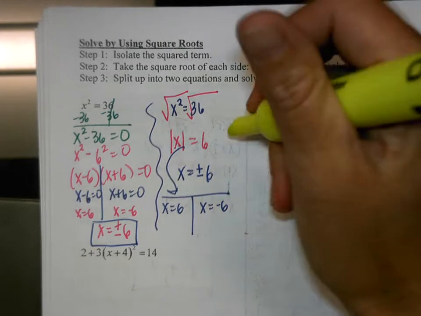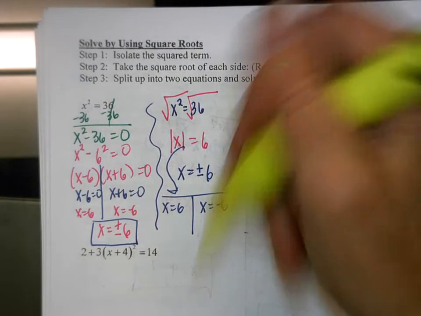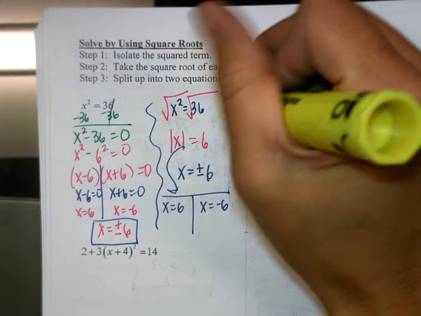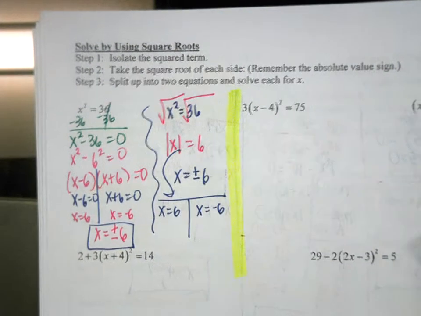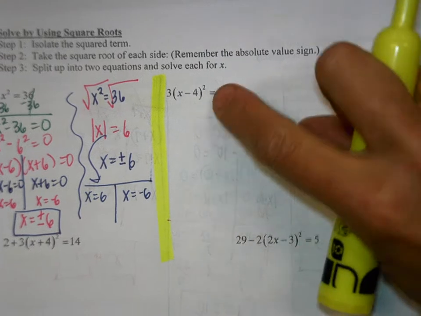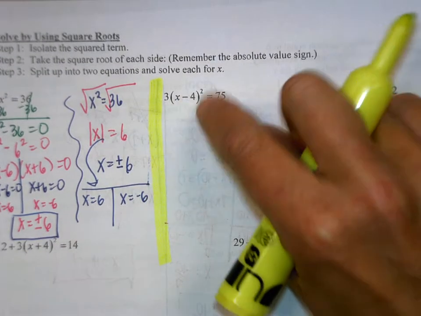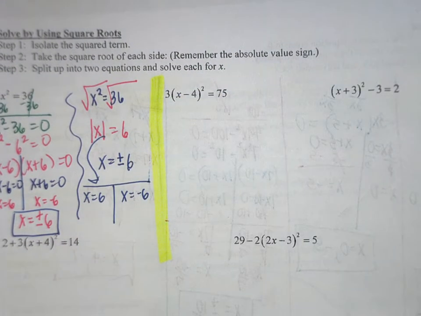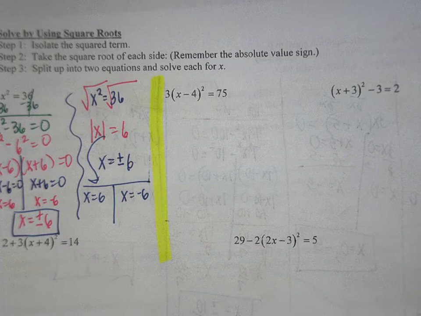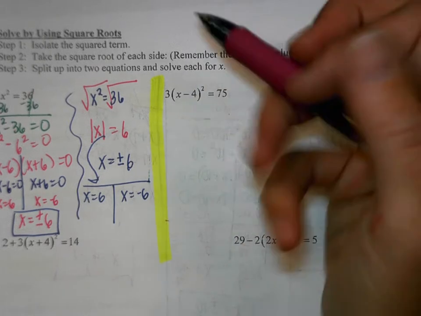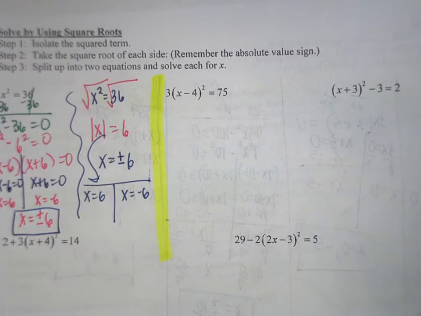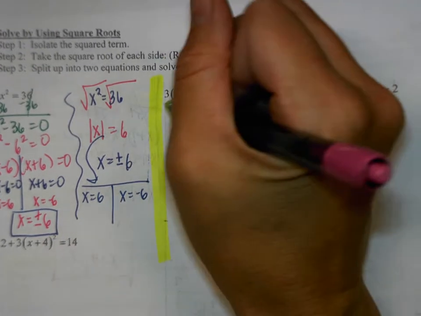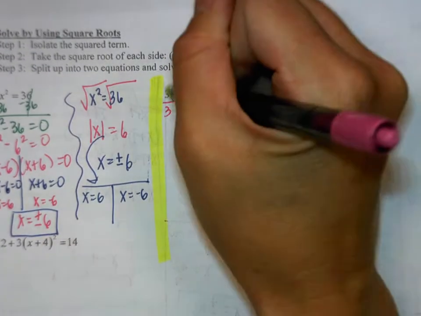If you have trinomials, those are not squares. You have to factor them. So looking at this next problem, do you see how there already is a square here? If we can get that square by itself, we can take the square root of both sides. Instead of multiplying everything out and distributing and setting it equal to zero, it just makes things quicker. So in order to get the square by itself here, what would I do? Divide by 3. Divide by 3 is correct.